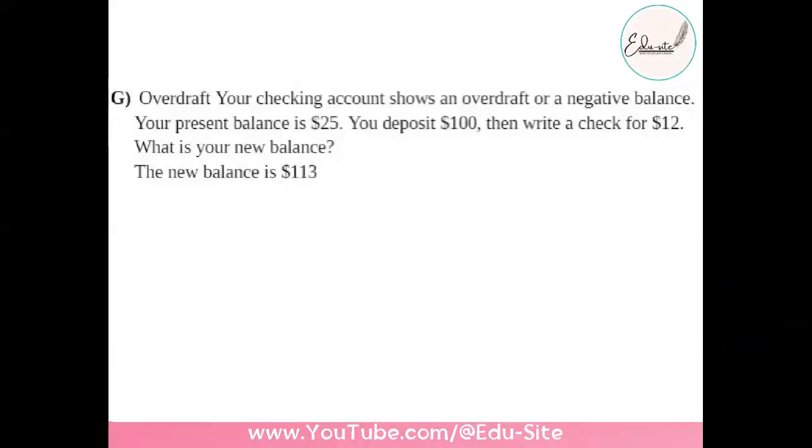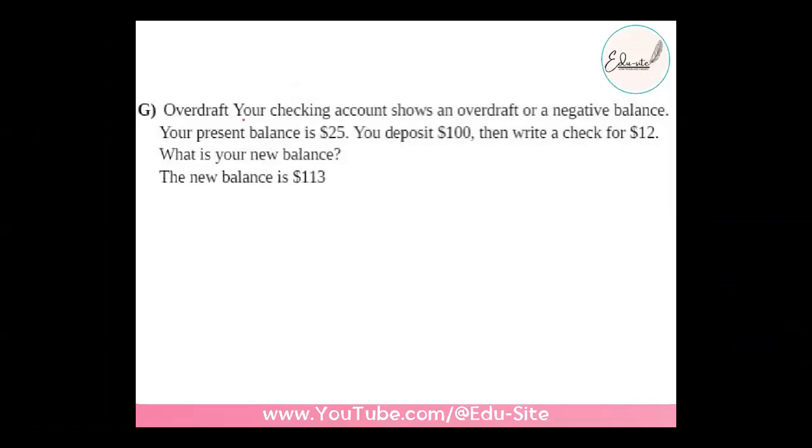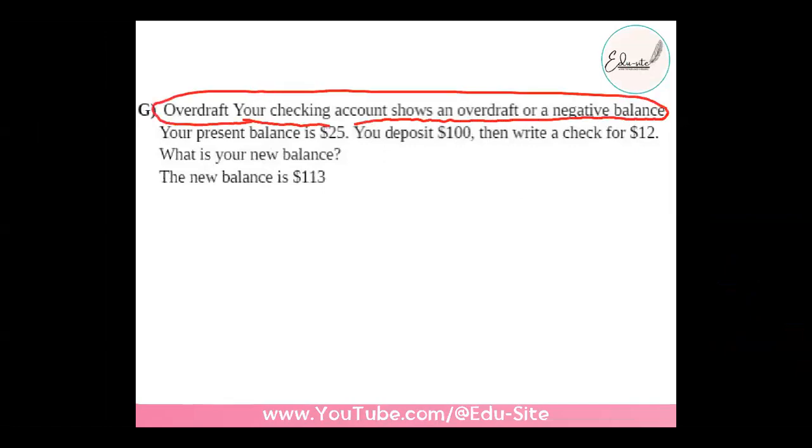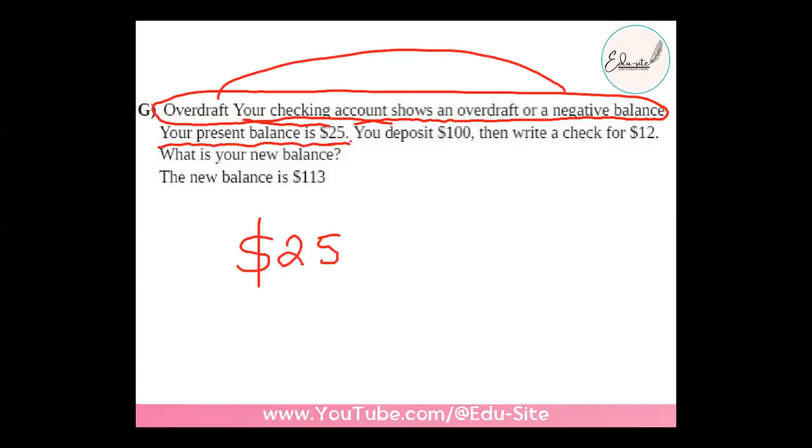Okay, there's something about an overdraft. Your checking account shows an overdraft or negative balance. This is the first thing they have told, that your balance is negative. Fine. You represent the balance as $25. They've told you your present balance is $25. Let's keep it as $25. You deposit $100 to it. Deposit means you add $100 to it, right? Yeah. 25, whenever you add, it is 125.